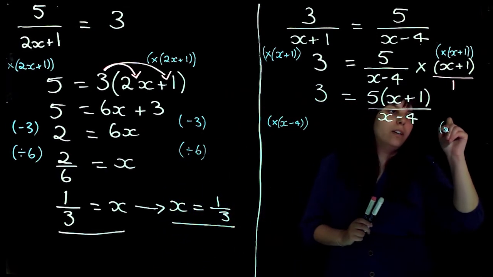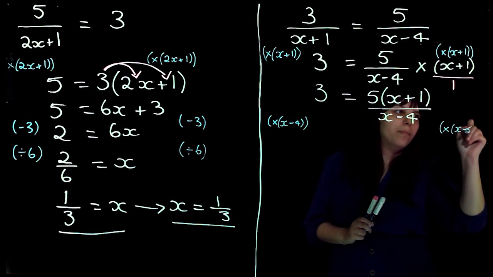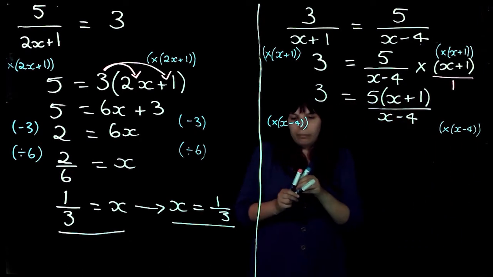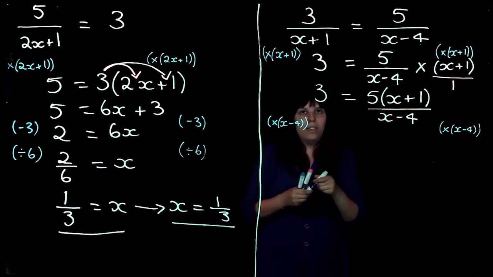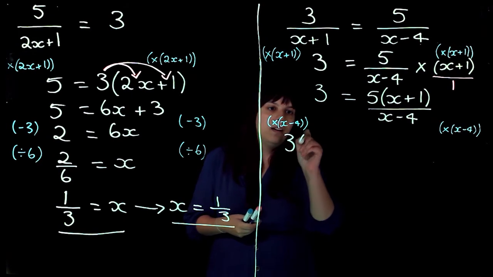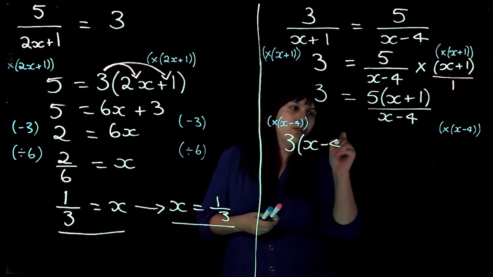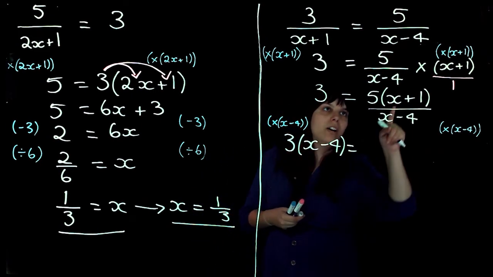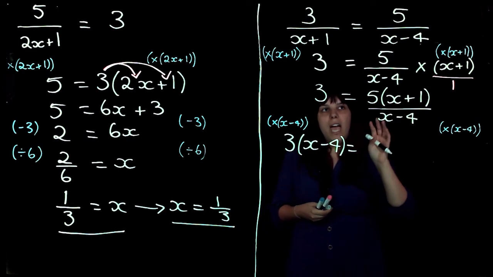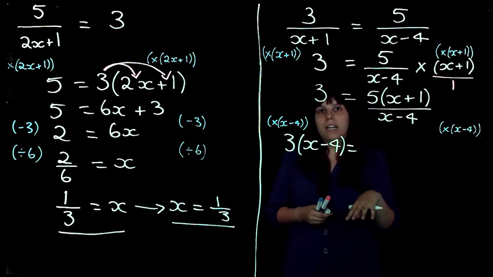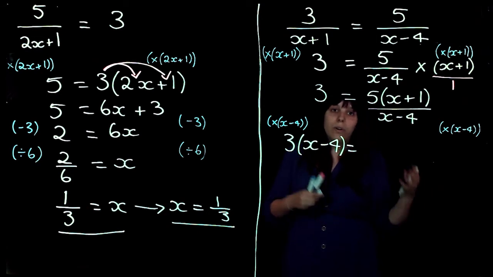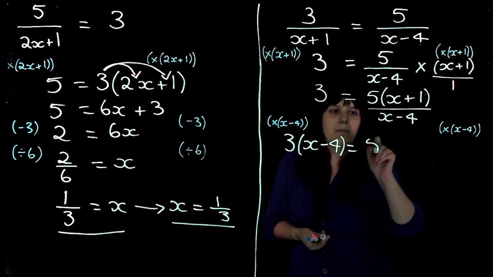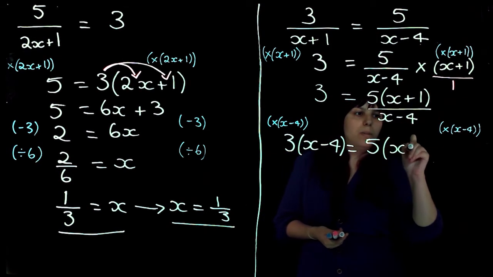And do that to both sides. So on this side, I'm going to have 3 times x minus 4. And I know on this side, when I do 5x plus 1 divided by x minus 4 times x minus 4, the x minus 4's cancel, just to leave me with my 5x plus 1.